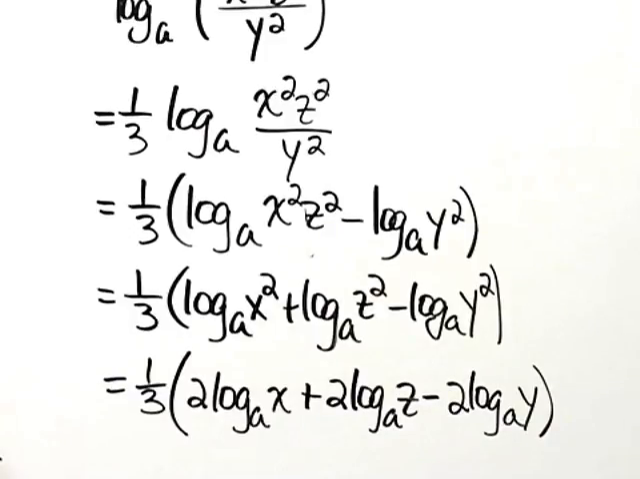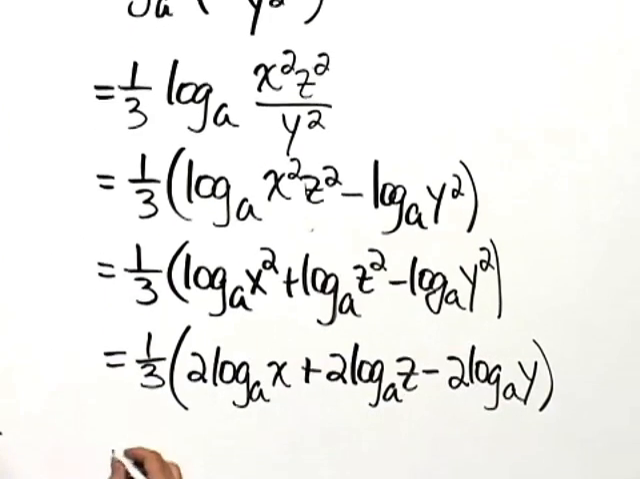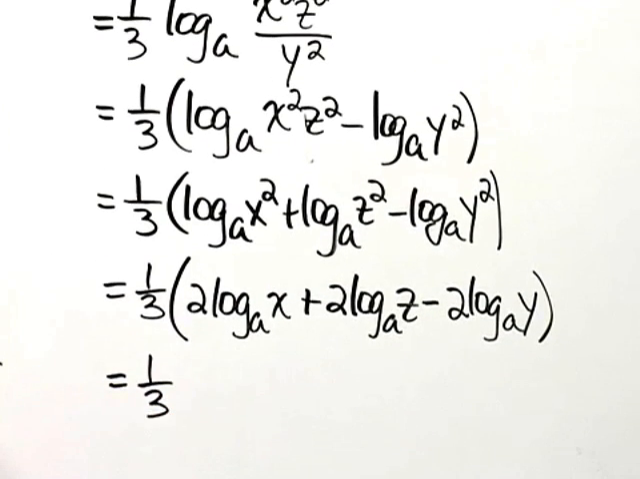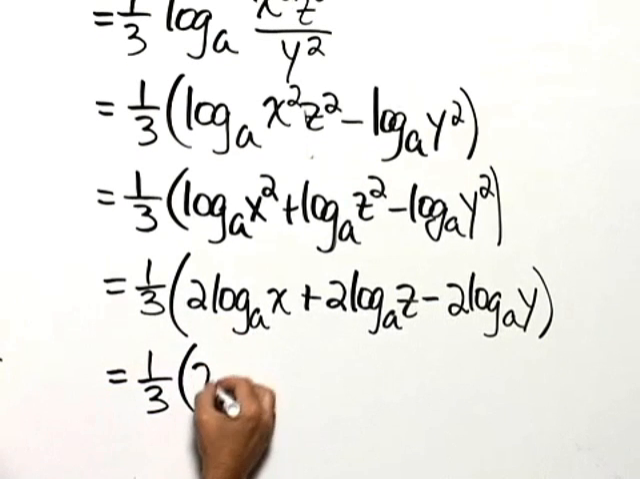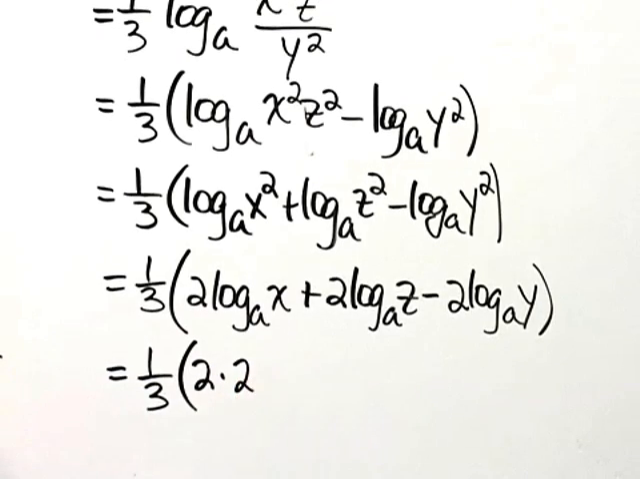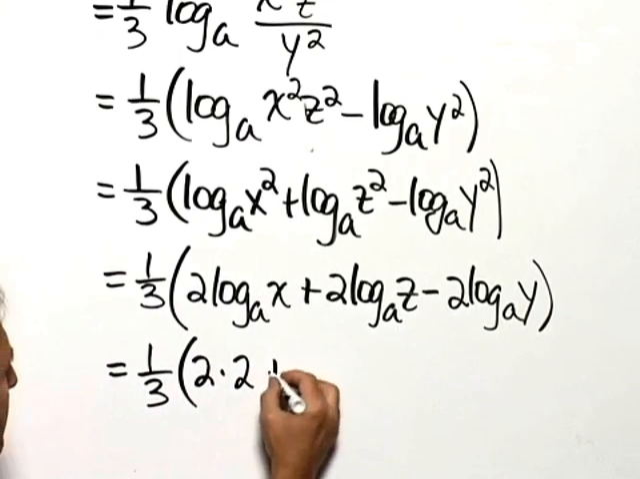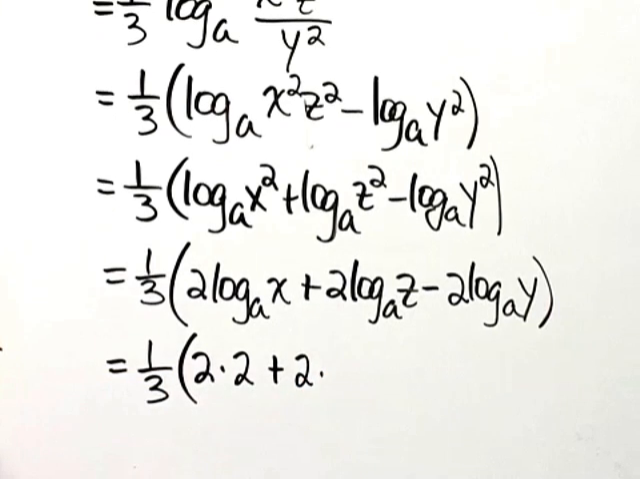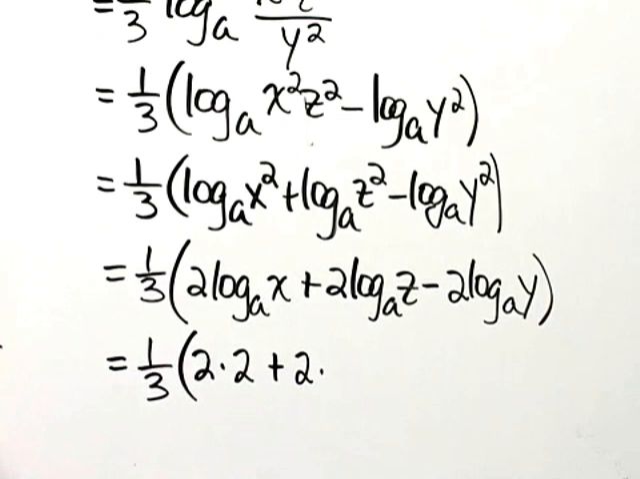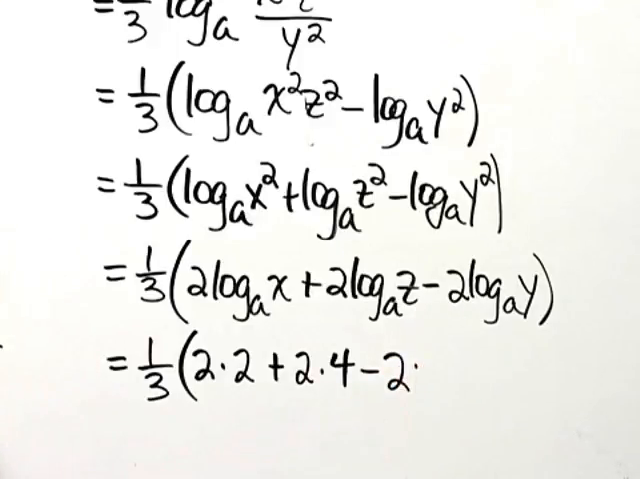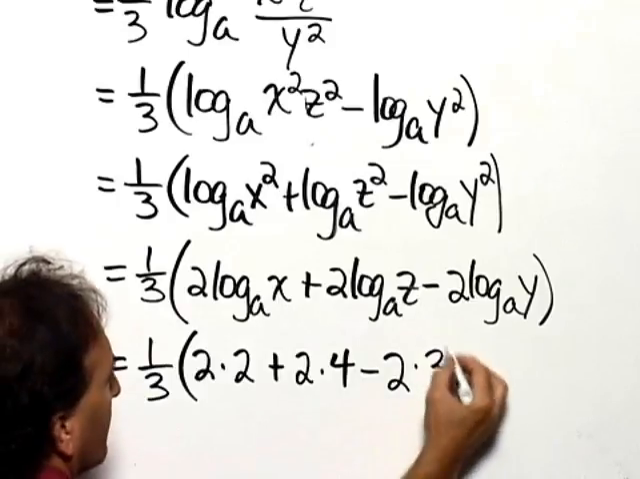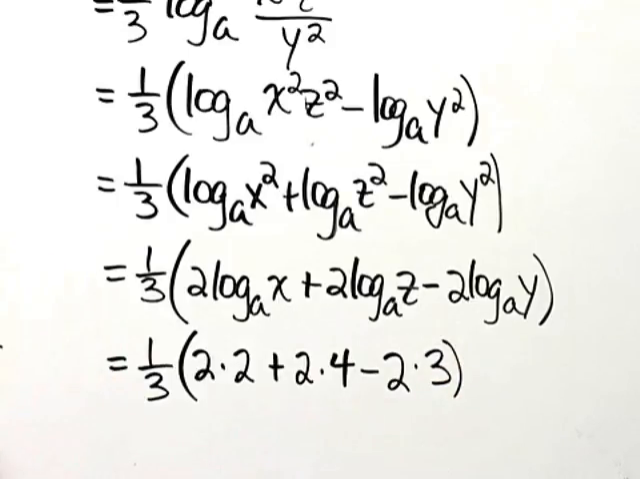Now, let's substitute the values that we were given at the beginning for each of the individual logarithms. So this is going to be 1/3 of 2 times the value of log base a of x we were given as 2, plus 2 times log base a of z we were told is 4, minus 2 times log base a of y we were given as 3.